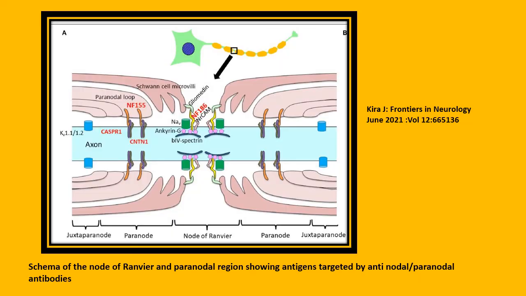This is a figure showing the node of Ranvier and the paranodal region with antigens that are targeted by antinodal or paranodal antibodies.